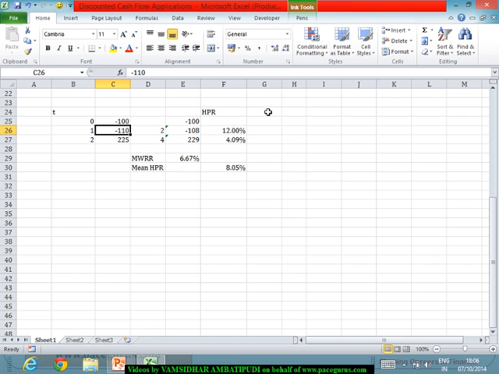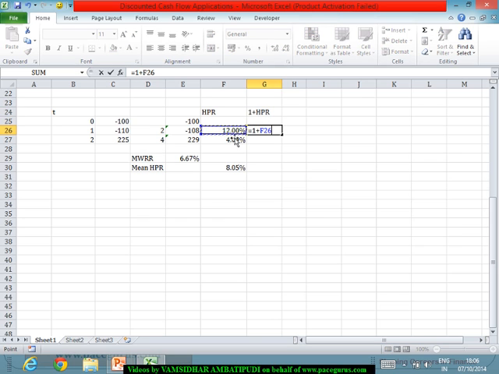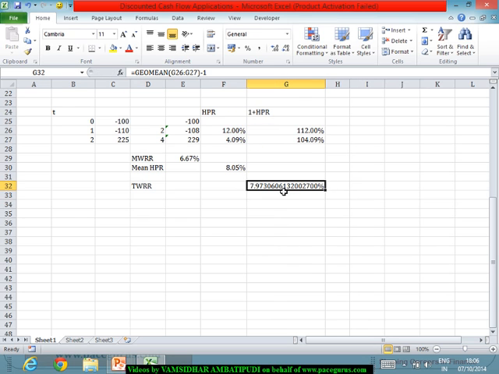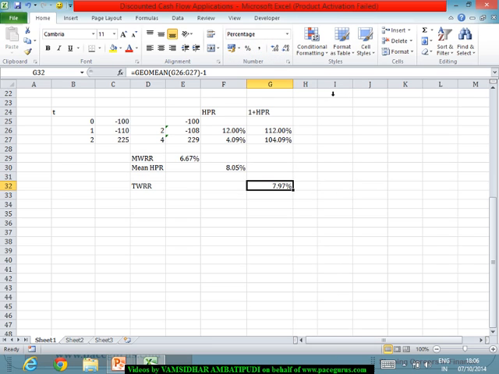So basically when I have to go with 1 plus HPR for all these returns, I'll go with 1 plus the holding period return for all these returns, which will give me this one and this one. And here if I am going with time weighted rate of return, I am simply taking the geometric mean of these two returns and I am subtracting 1 from them. So this is giving me around 7.97%, which is closer to my mean, because this is a geometric mean, this is an arithmetic mean.